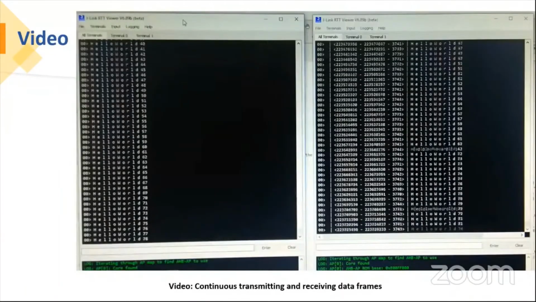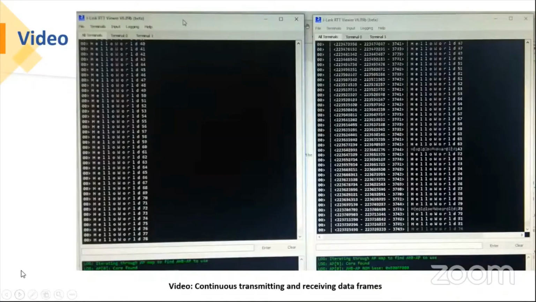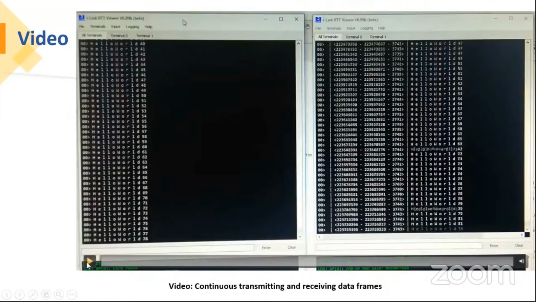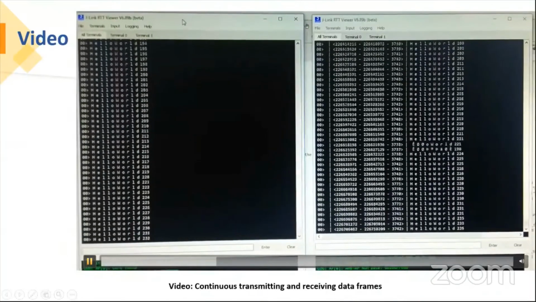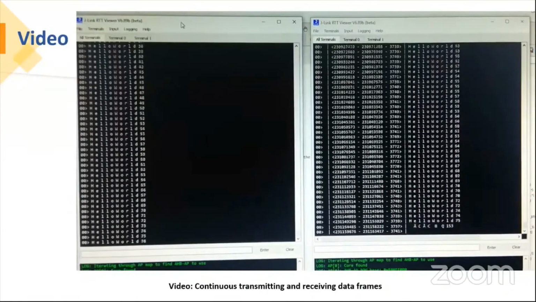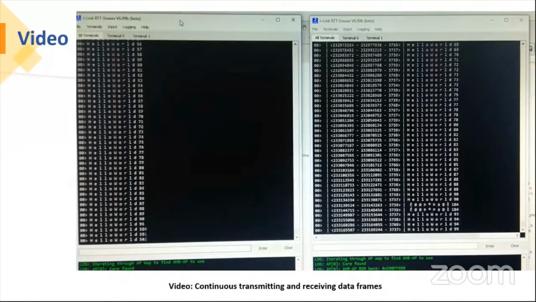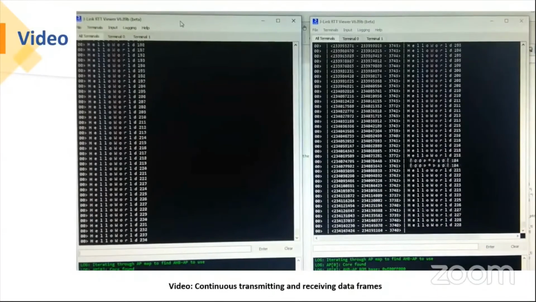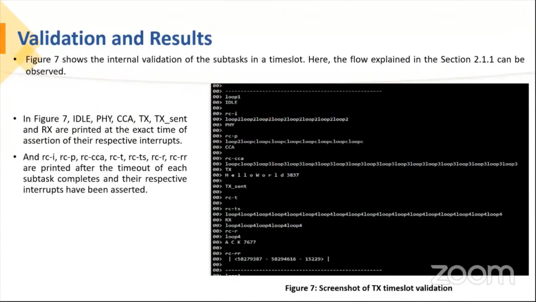Okay, this is a continuation of that, and I think this is a video. Maybe we can play this video. This is continuously transmitting. You're able to see the video? Yes. Okay, so you can see we put in hello world on the transmitter side, and then it was able to receive successfully.